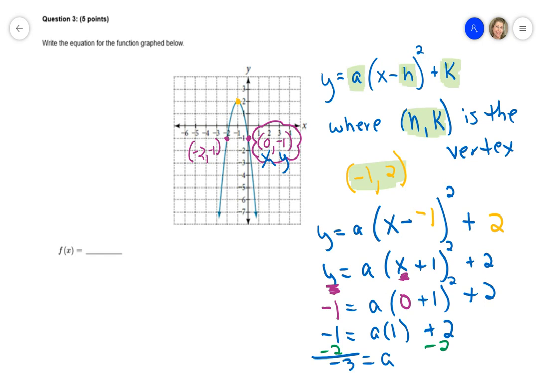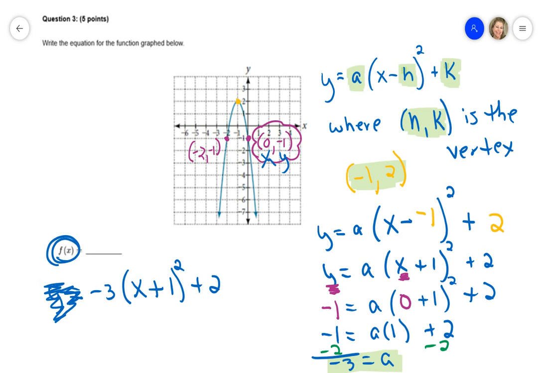So my final answer is going to be y is equal to, I just figured out a was -3. So it's going to be -3 parentheses x, subtracting a negative is really adding a positive, x plus 1 squared plus 2. And actually they have f of x here, so I don't even need to type in the y or the equal to. They have f of x. So this right here is what I'll type into Mobius. And I already did, and it told me it was right, and woohoo! So there you go.